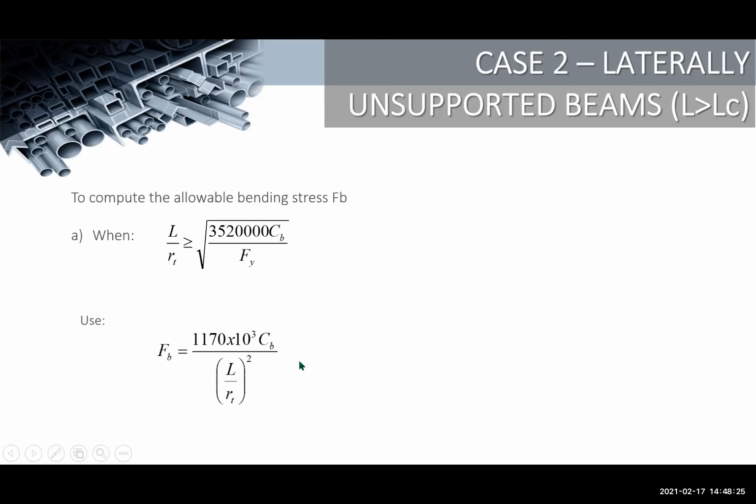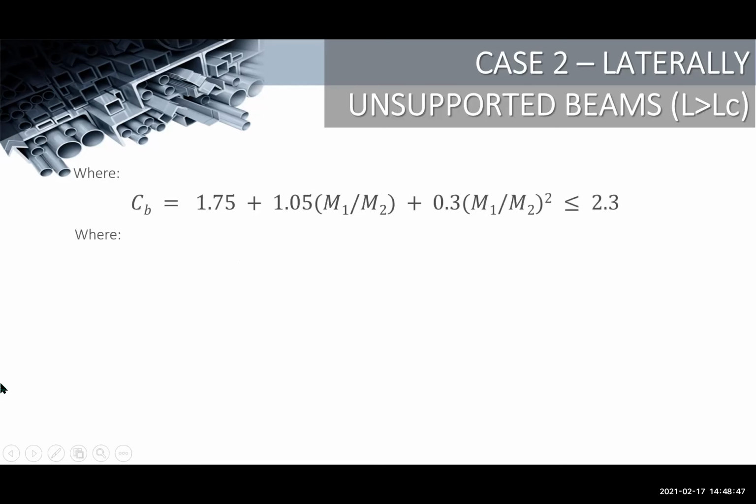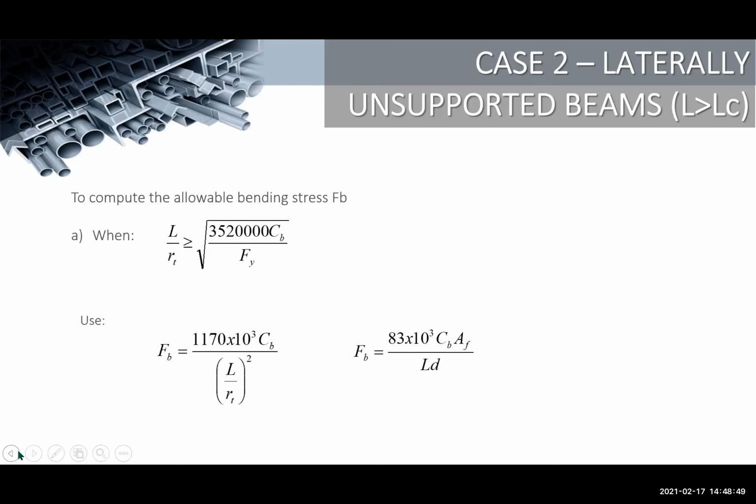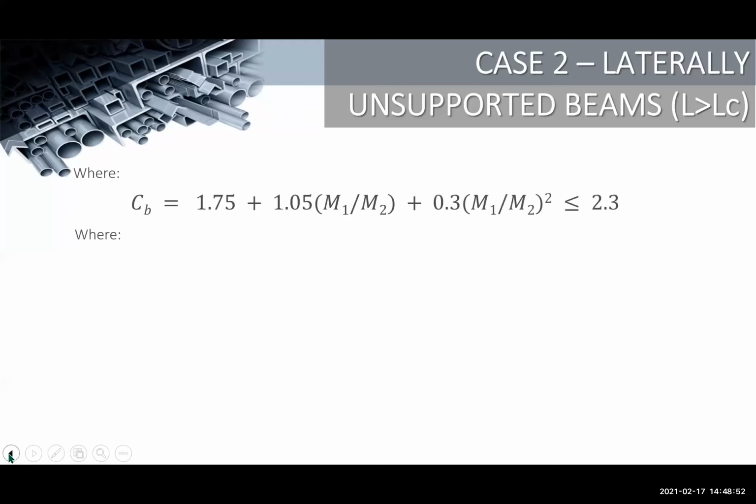Ayan. So, ito naman yung equation kapag greater than yung L over RT sa square root of 3.52 times 10 raised to 6 CB over FY. So, yun. This is the first equation. Second equation, similarly, both should not be greater than 0.6 FY. Tapos whichever is greater should be used. Yan. Dalawa lang condition lang naman siya. Yung isa and ito. And then, for the equation of CB, we have this formula. 1.75 plus 1.05 M1 over M2 plus 0.3 M1 over M2 squared, less than or equal to 2.3.